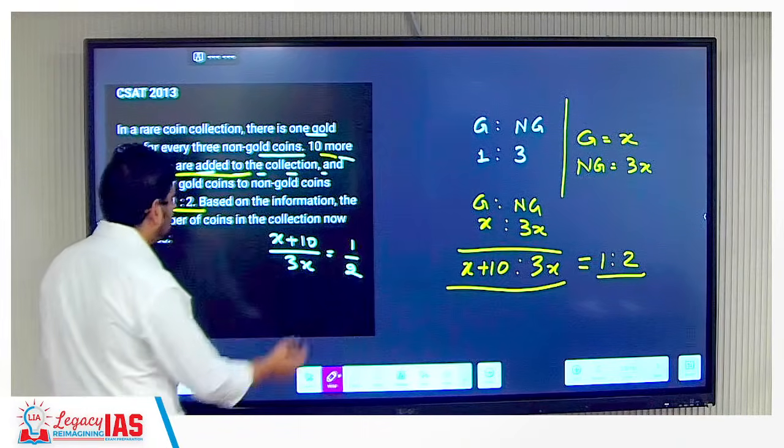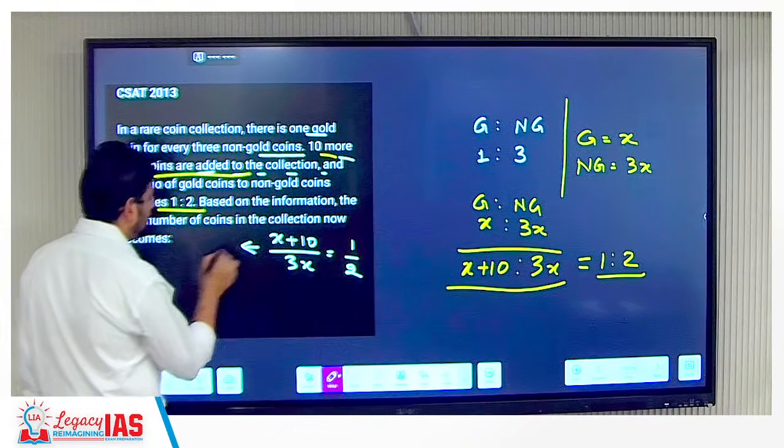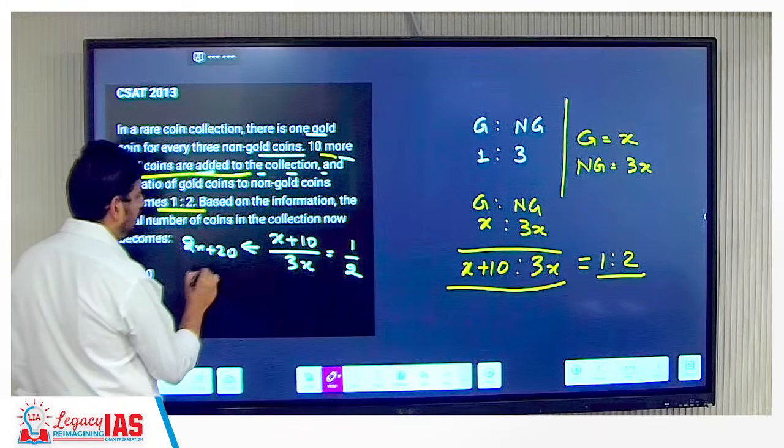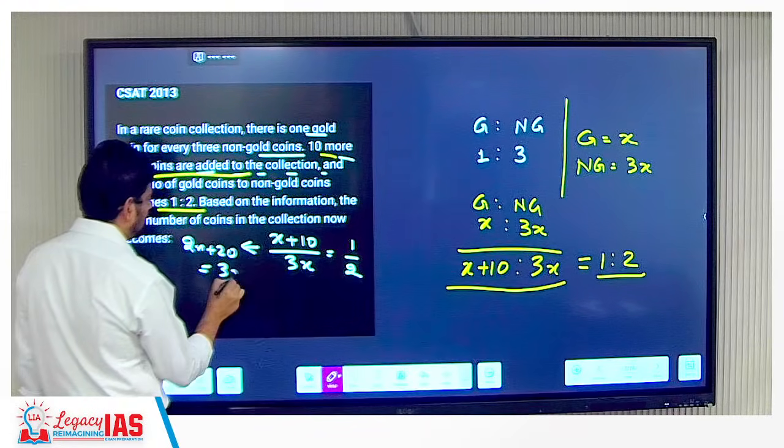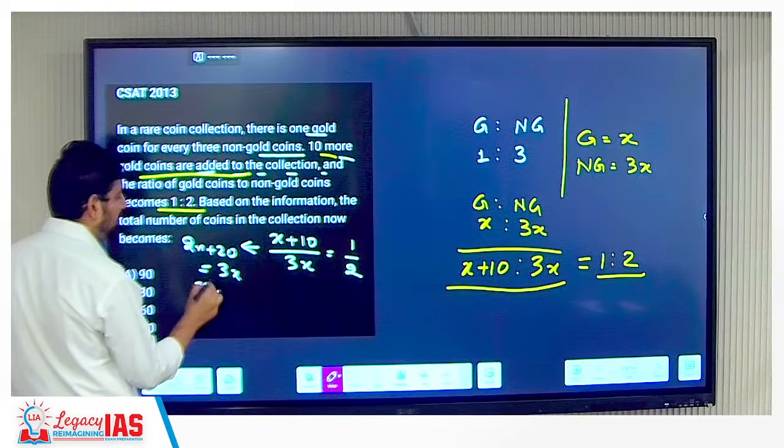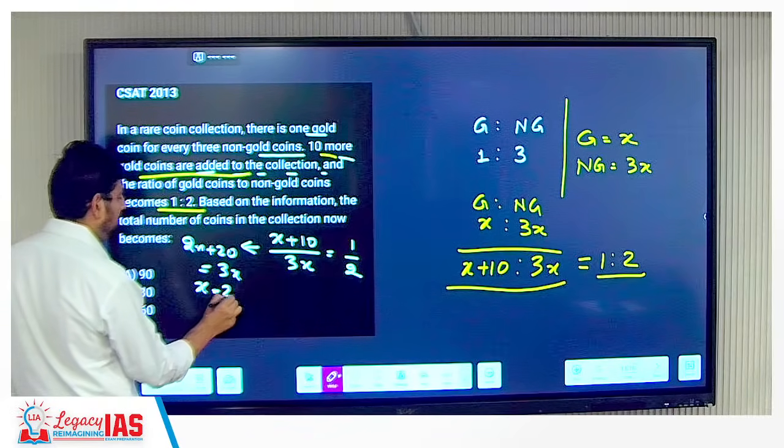Correct? Now, you just solve this. You send 2 here. It becomes 2x plus 20 equals 3x. 2x you can send that side. x came out to be 20.